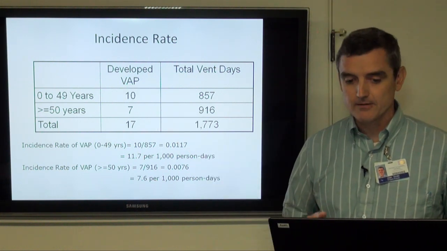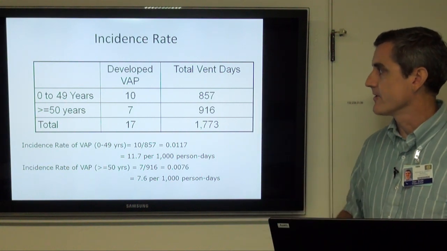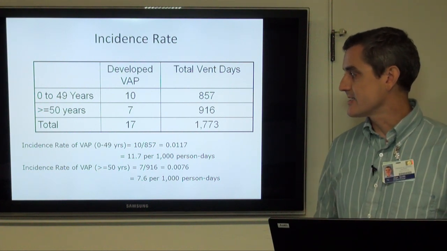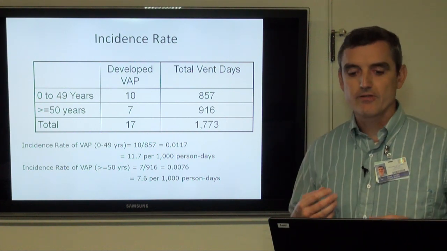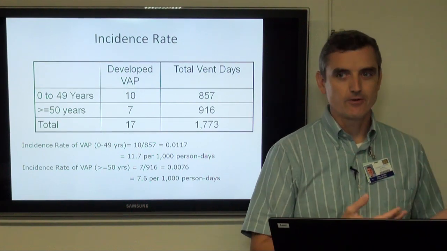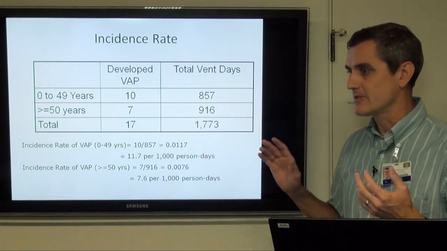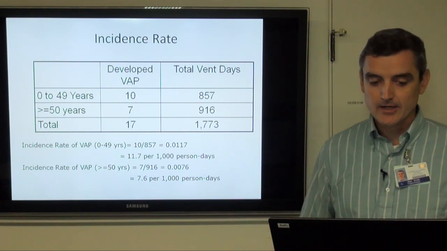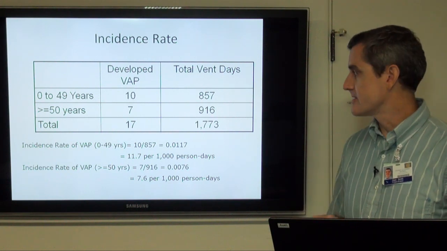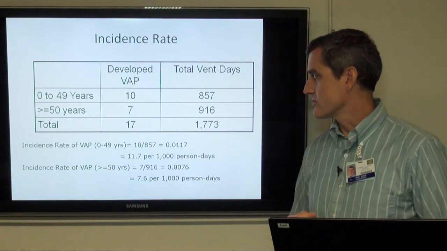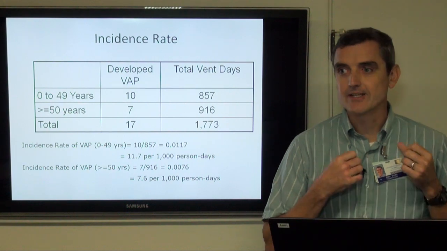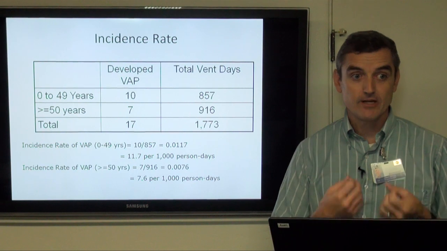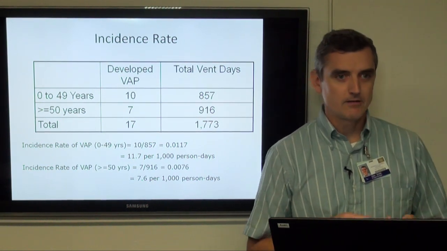Our younger ages, we still have 10 people, but they were on for 857 days. So that's an incidence rate of 11.7 per 1,000 person days. Notice, before I mentioned person years, the person time can be whatever unit is appropriate, as long as you specify what the person time is. And over 50, it's 7.6 per 1,000 person days. Now this doesn't give the entire picture, but it's a little more descriptive than cumulative incidence. When we talk about survival analysis later on, we'll get a little more into this.